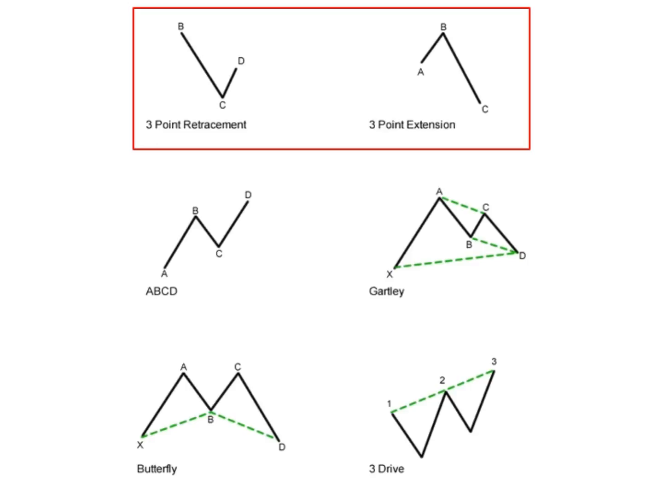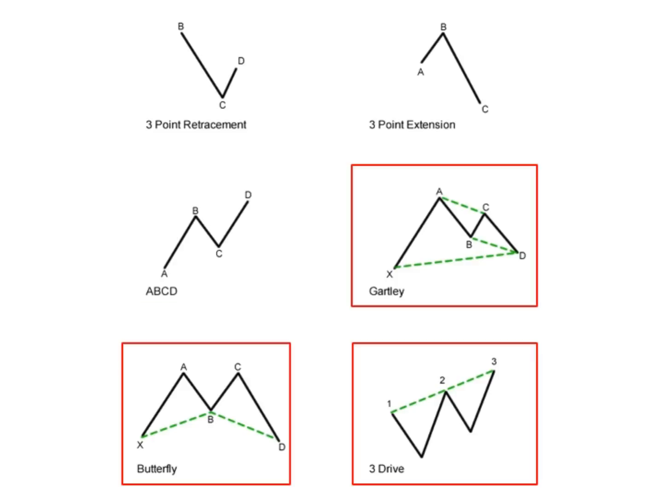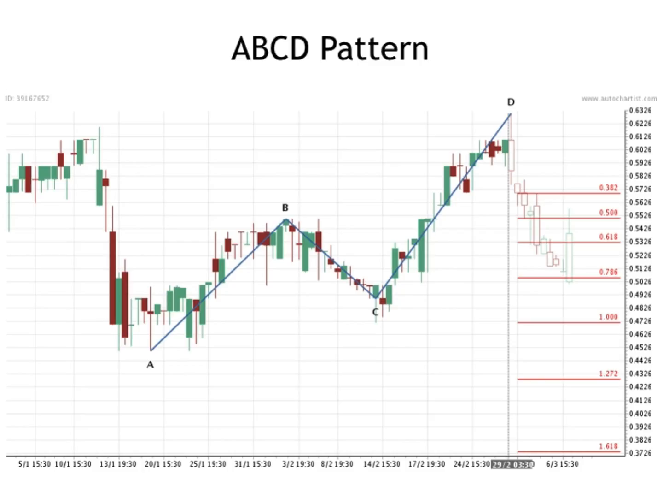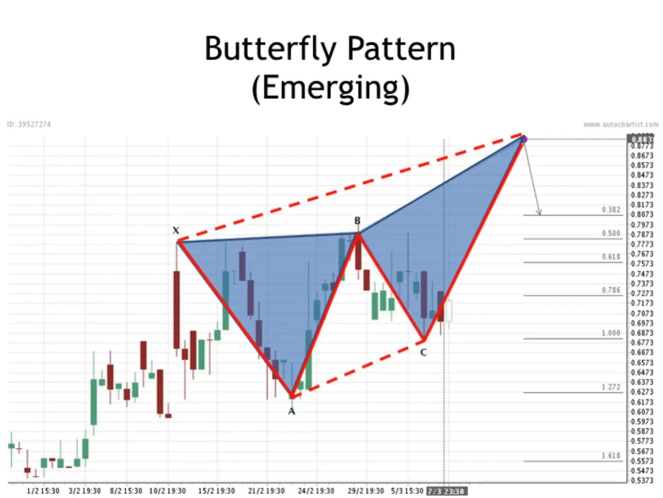We have 3-point patterns like retracements and extensions, 4-point patterns like the ABCDs, and 5-point patterns like Gartleys, butterflies, and 3-drives. As we've mentioned in the video on Fibonacci patterns, all 3-point retracements are emerging 4-point ABCDs, and many 4-point ABCDs are also emerging 5-point Gartleys or butterflies. This is because the patterns with more points contain or are made up from patterns with fewer points.